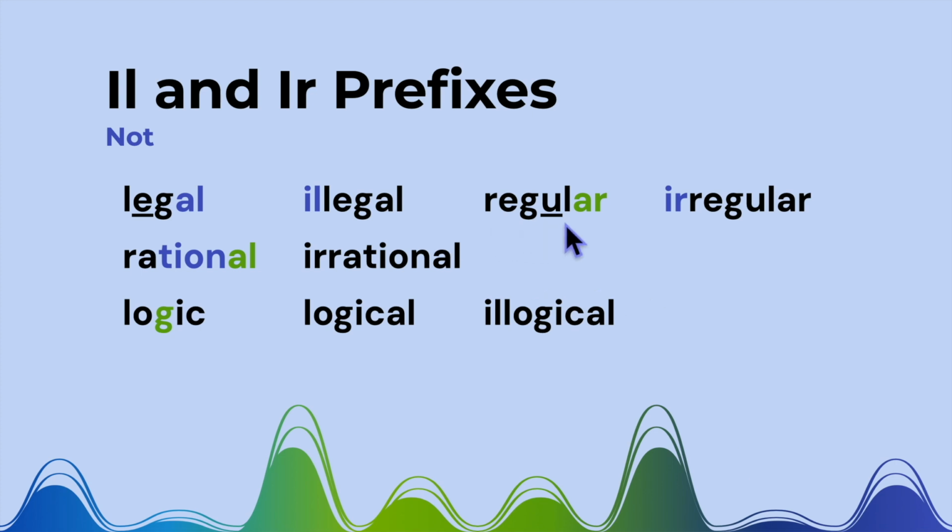Here we have the root regular. This AR sounds more like er because it is not accented. So here we have the word regular. Something that is irregular is not regular. Here we have shun and ul. Rational. Something that is irrational is not rational. This G is going to have the soft sound because of the I. So we have logic, logical, illogical. Something that is illogical is not logical.